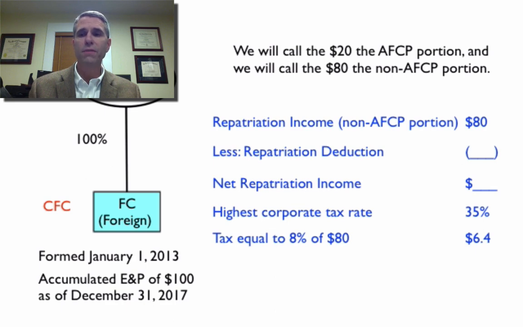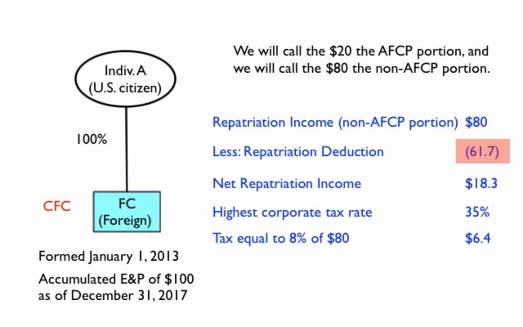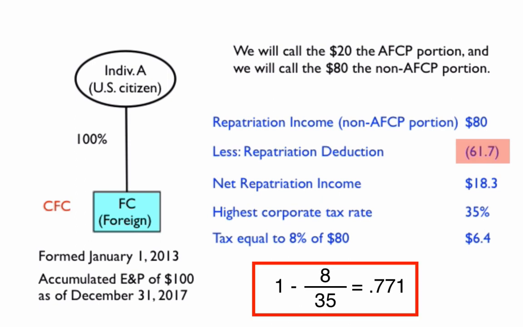6.4 divided by 35% equals 18.3. Now that we know the net repatriation income is 18.3, we can compute the repatriation deduction, which is 61.7. We'll come back to the 61.7 in a minute. A simplified method of computing the repatriation deduction in the non-AFCP context is to multiply the repatriation income by 0.771.